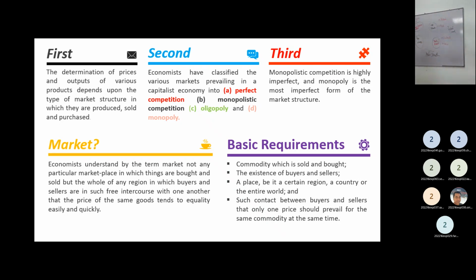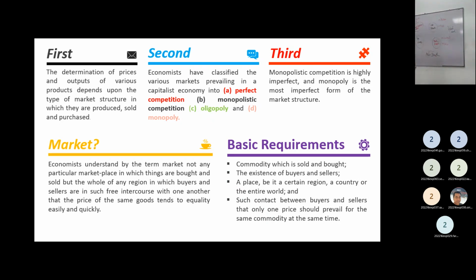Okay, clear? Then what are the basic requirements of a market? What are the basic requirements? There must be a commodity. Otherwise, what to sell and what to purchase, simply, right? So there must be a commodity. Product must be there. And the existence of buyers and sellers, right?